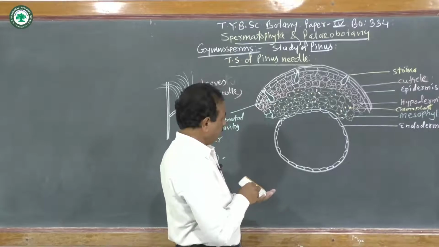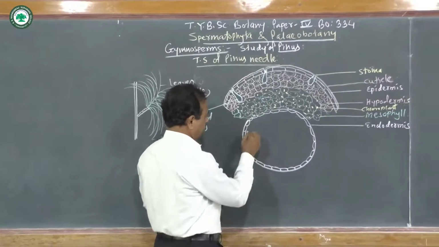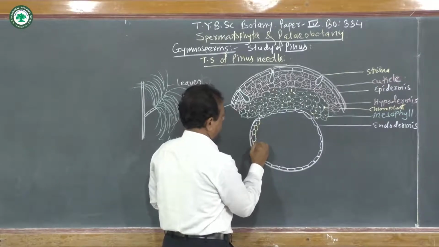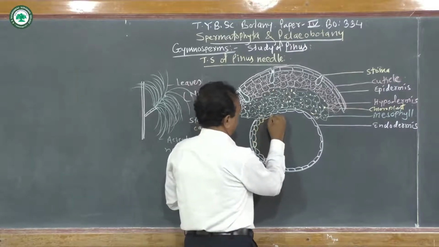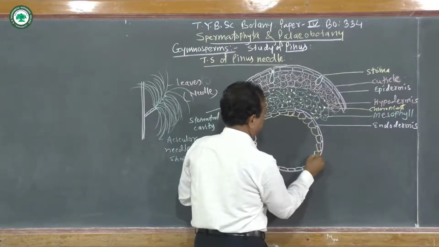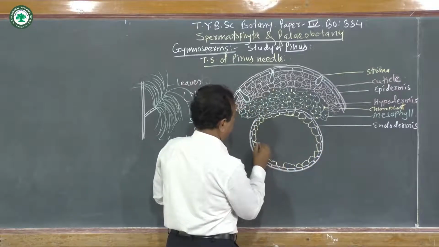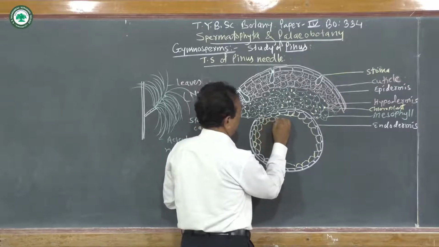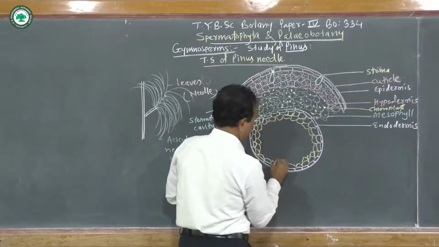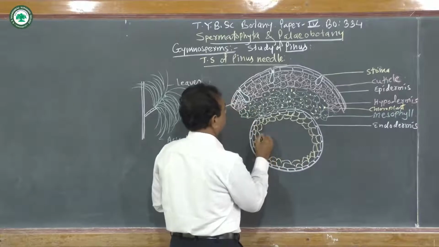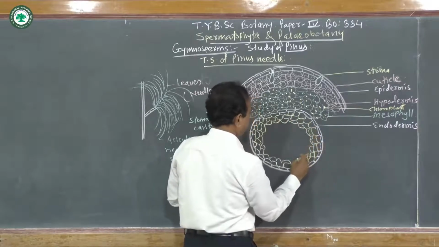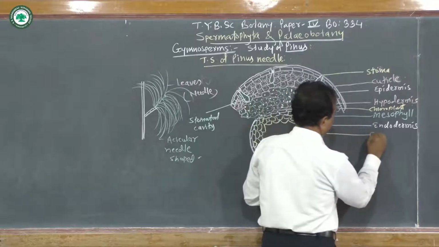Now, inner side to this endodermis, there is the presence of the pericycle. This pericycle is actually the parenchymatous tissue. The cells are thin walled. It is many layered or multi-layered, and its function is that it transports the water and minerals from the xylem towards the mesophyll tissue. So this is the pericycle, which is parenchymatous and multi-layered.